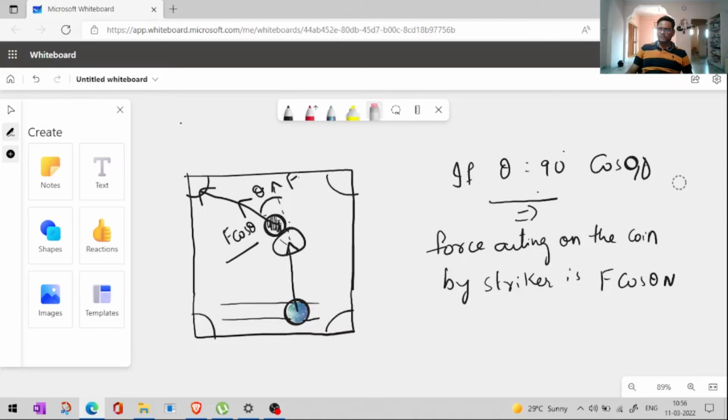Cos 90 is nothing but 0. This is equal to 0. So the first thing which we need to know is theta always has to be from 0 to 90. But yes, in Unity we can get an angle from 0 to 180. We will discuss it later.